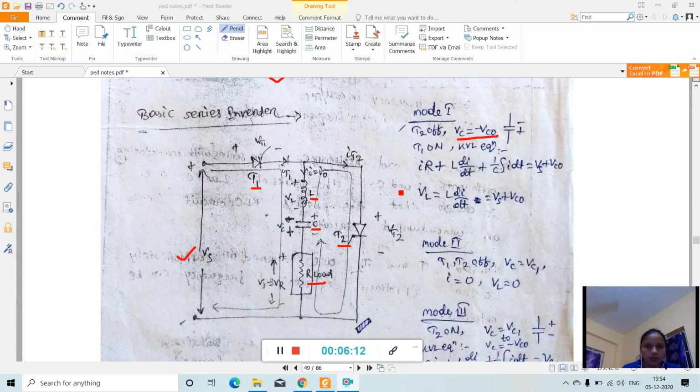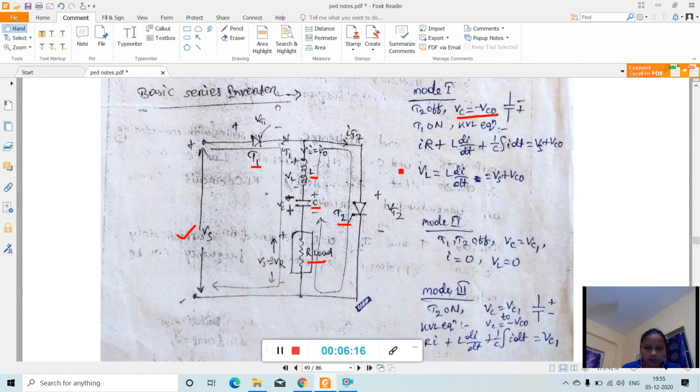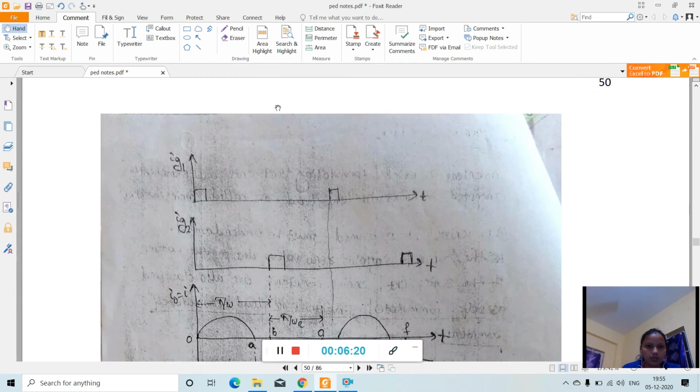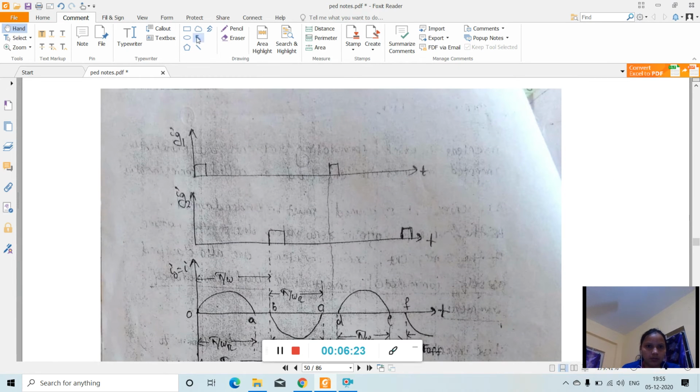First we will give a gate pulse to thyristor T1. This is the graph of the IG1 gate pulse for thyristor T1. This is the gate pulse given here. Initially thyristor T2 is off and T1 is gated from the beginning.